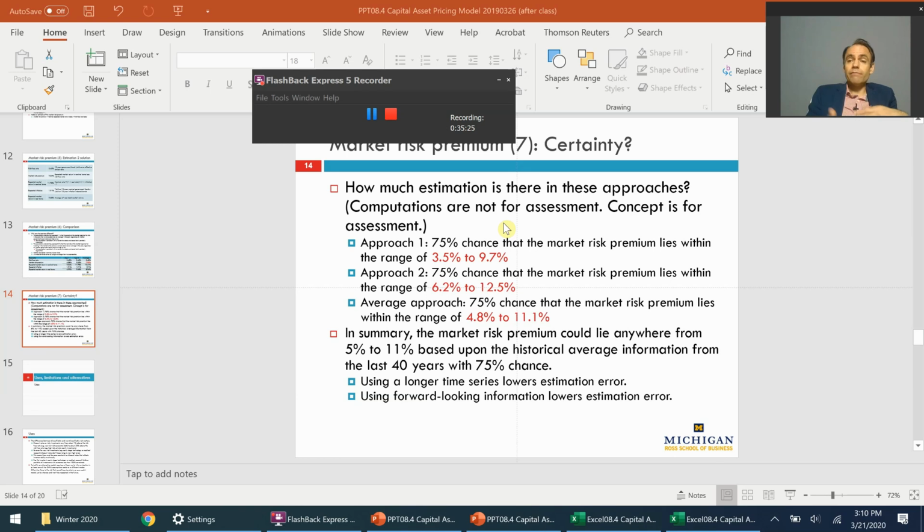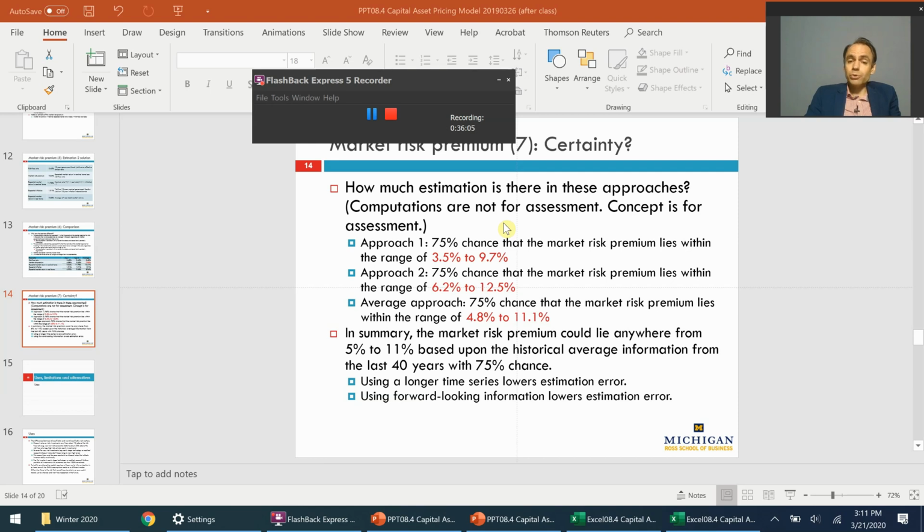And based upon the variation of market returns in the historical time series, I did an estimate of the standard error of the market risk premium using both approaches. And I took the average plus or minus 1.15 standard errors to give me this range. You don't have to repeat these computations. This is for your information to show how much estimation error there is in the market risk premium. Using approach 1, we could say there's a 75% chance that the market risk premium, based upon analysing just 40 years of data, could be anywhere from 3.5% to 9.7%.